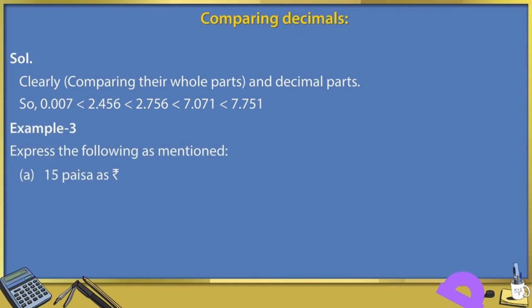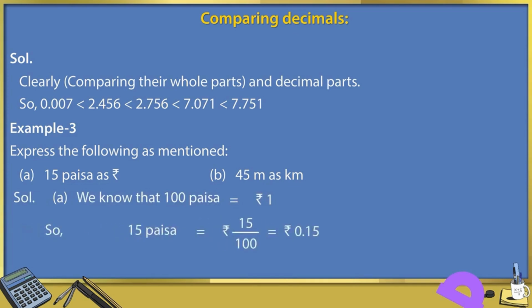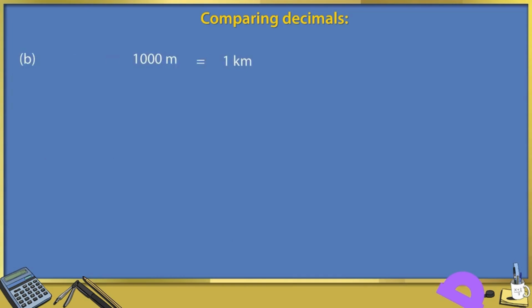Example 3. Express the following as mentioned. A. 15 paisa as rupees. B. 45 meter as kilometer. Solution. A. We know that 100 paisa is equal to 1 rupee. So, 15 paisa is equal to rupees 15 by 100, which is equal to rupees 0.15. B. 1000 meter is equal to 1 kilometer. So, 45 meter is equal to 45 by 1000 kilometer, which is equal to 0.045 kilometer.